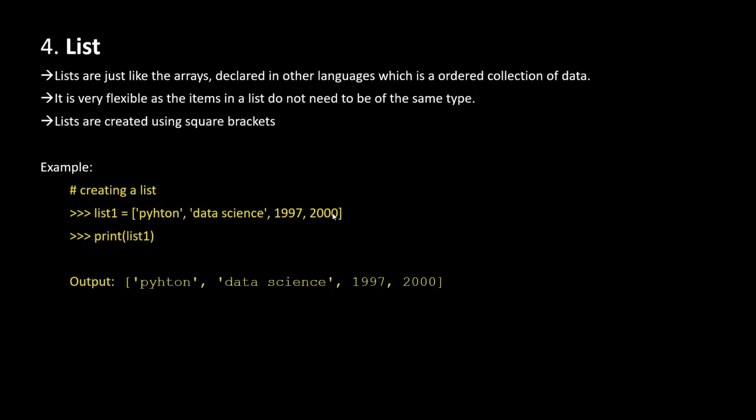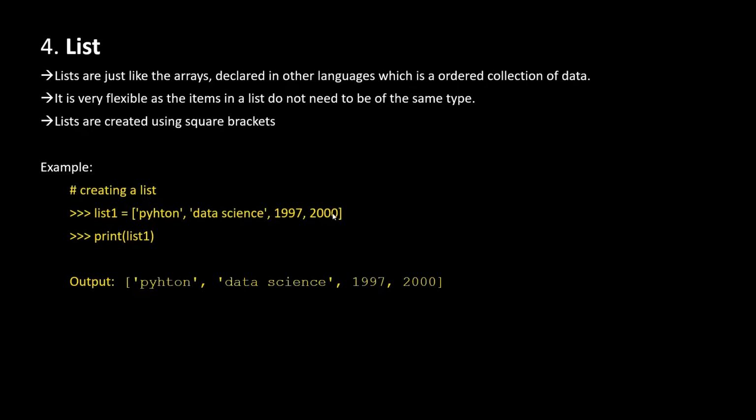And the next data type is list. List is one of the most important things. There are nearly 4 to 5 important data types in Python that we use very efficiently in the Python programming language. A list is just like an array declared in other languages, an ordered collection of data.